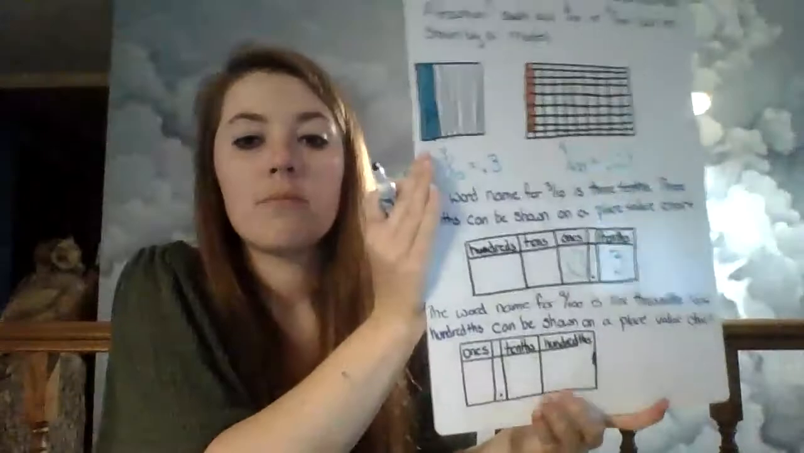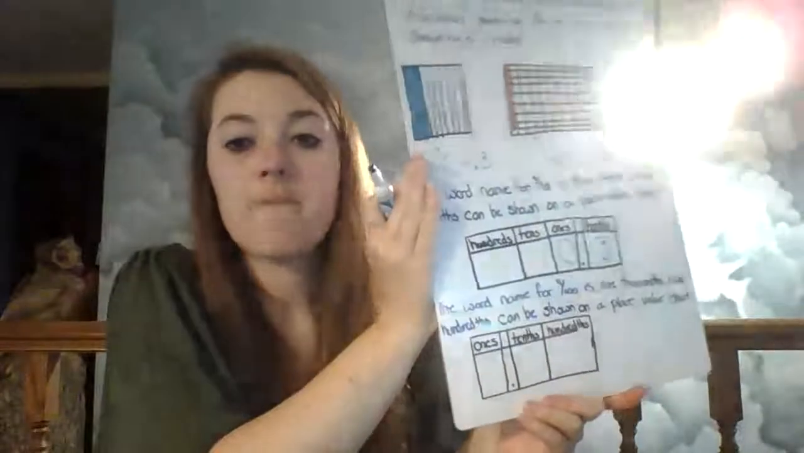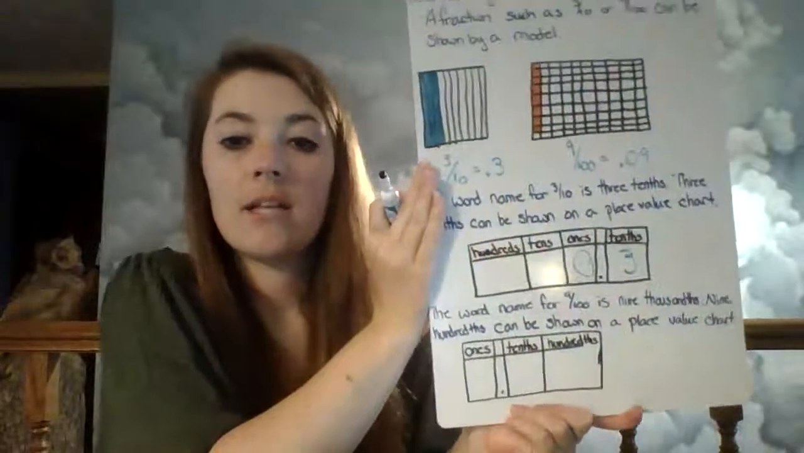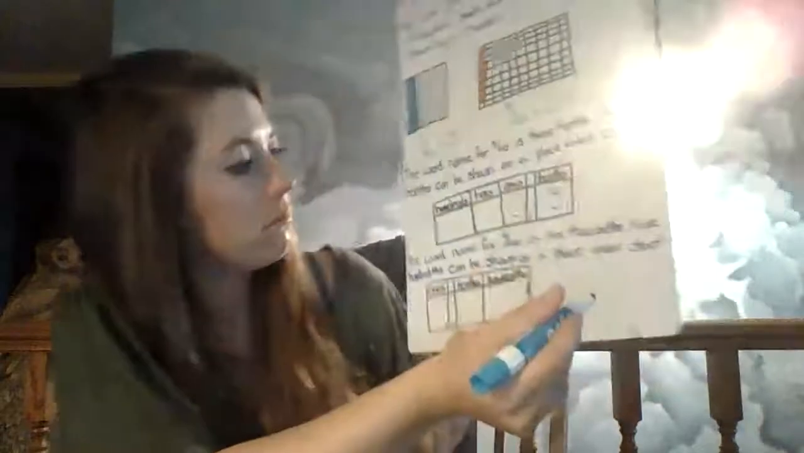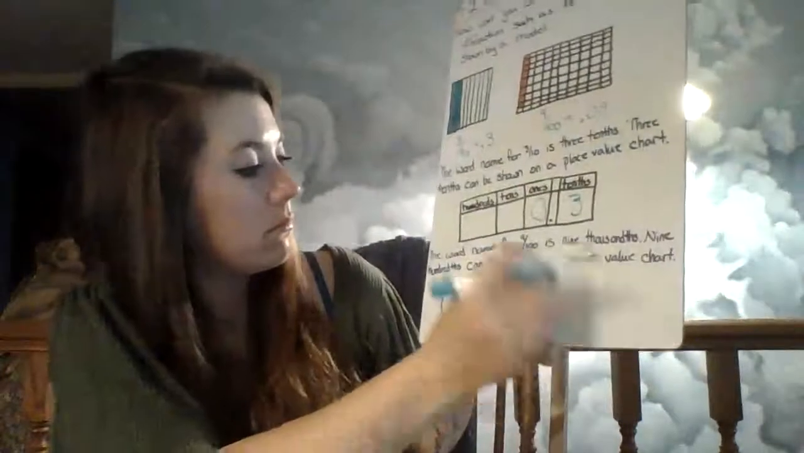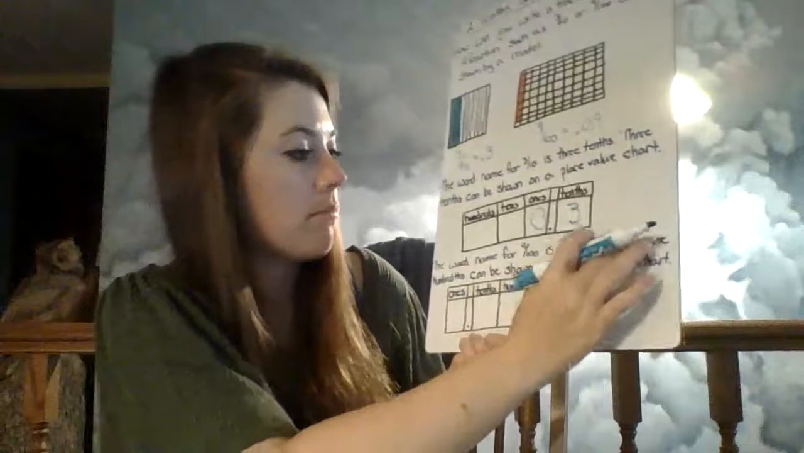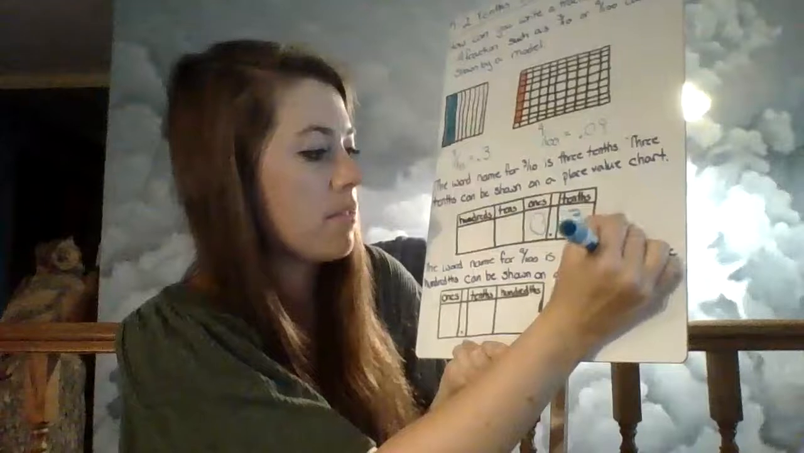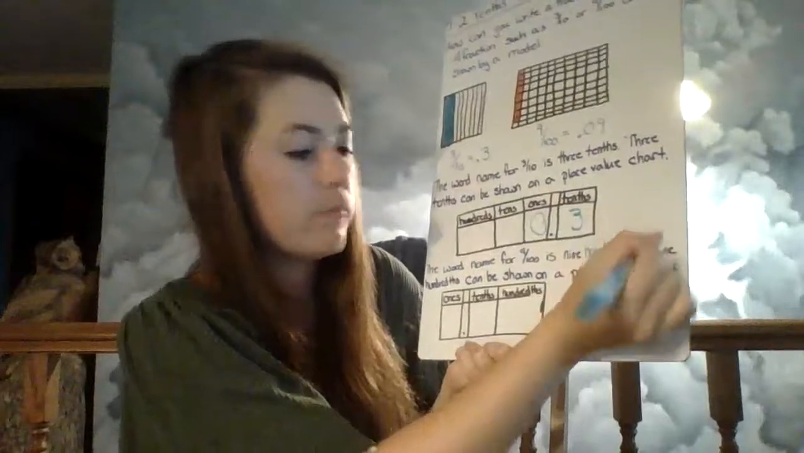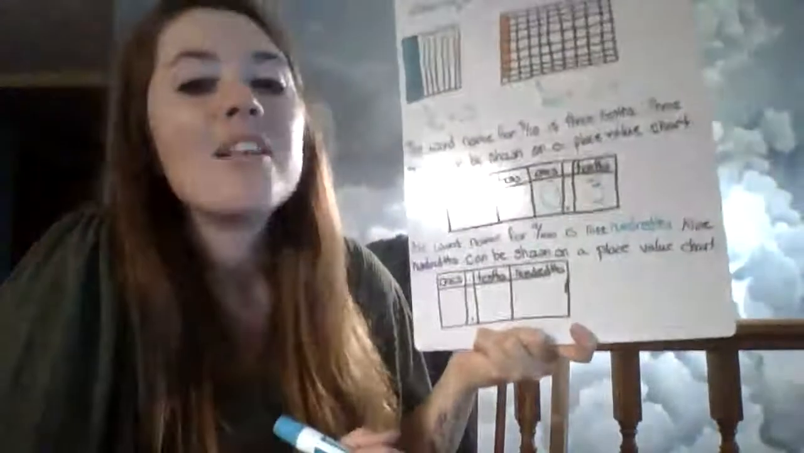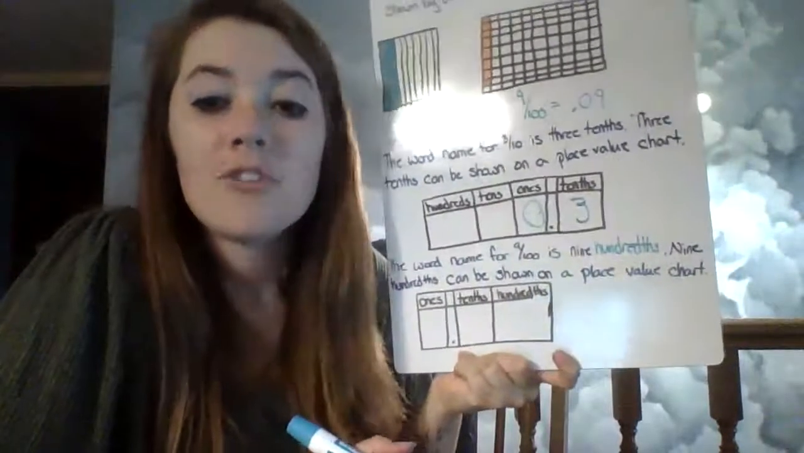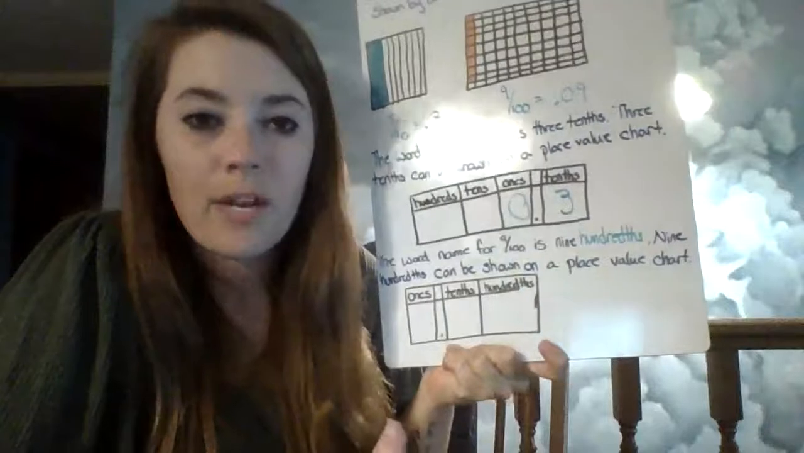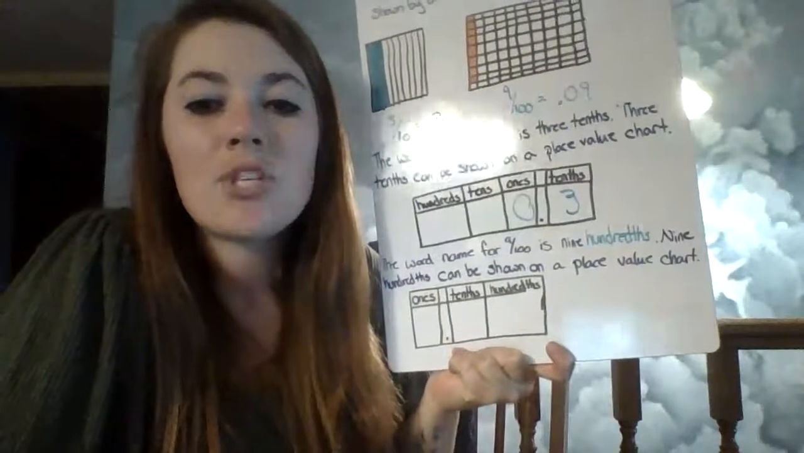Same is true for our 9/100ths. So once again, the word name for 9/100ths is 9 over, I wrote that wrong, sorry. That should be hundredths, not thousands. Everyone makes mistakes, it's okay. Even I do. So the word name for 9/100ths is 9/100ths. It's out of 100. So 9/100ths can be shown on a place value chart.